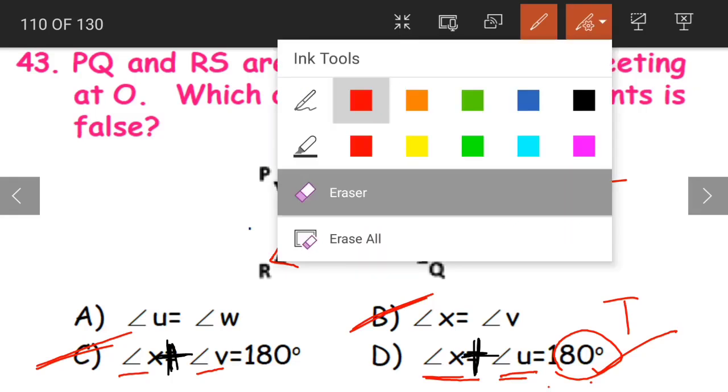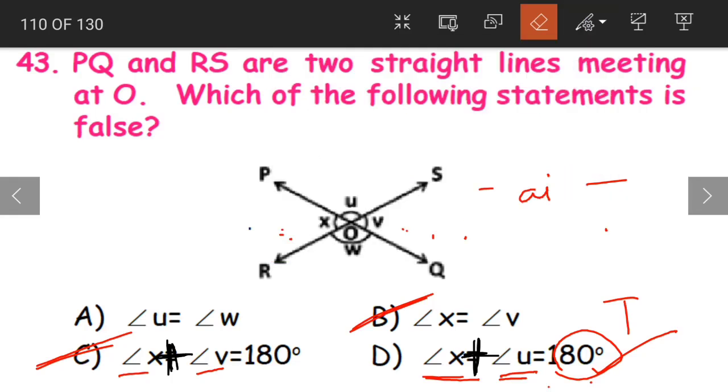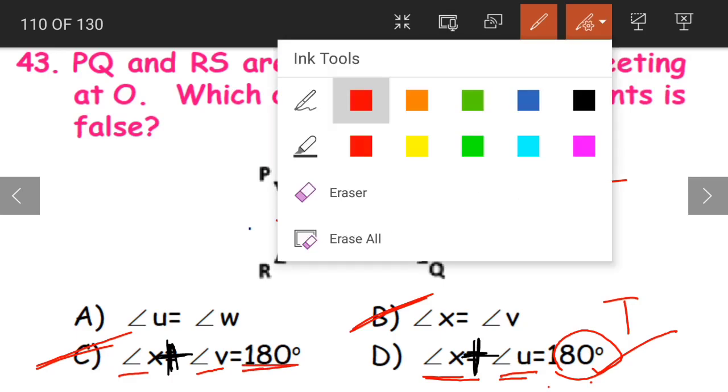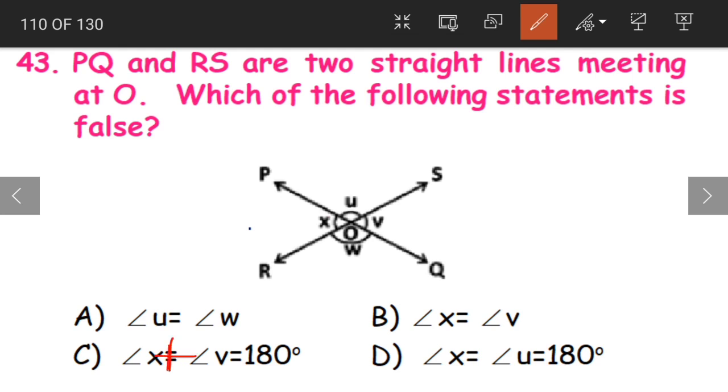But whereas angle X plus angle V is equal to 180 degrees is false, children. So from the given options, which is the false option? Option C, angle X plus angle V is equal to 180 degrees is false. Now that becomes our correct answer.